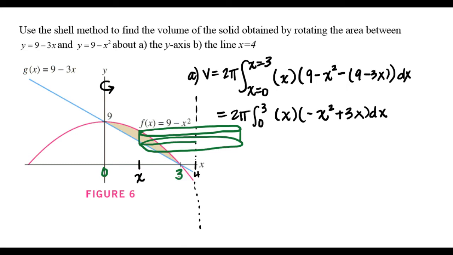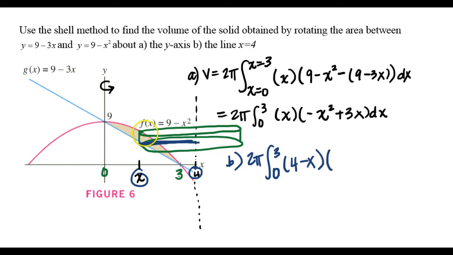But now, what function is on the right? Well, this is my radius here. What's on the right is 4, and what's on the left is x. So my setup for b is 2 pi, the integral from 0 to 3, and these are still x values. So the radius is the only thing that changed. The radius, right minus left, is 4 minus x.